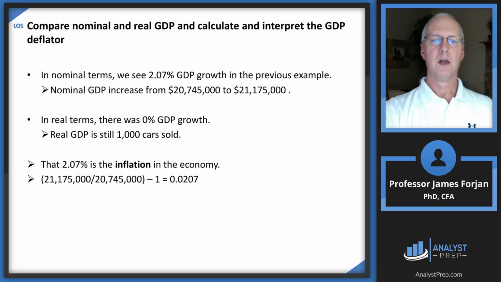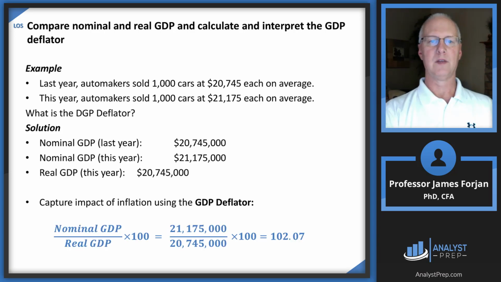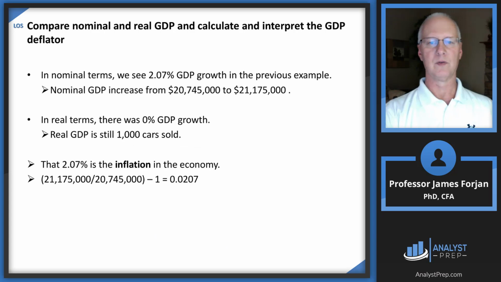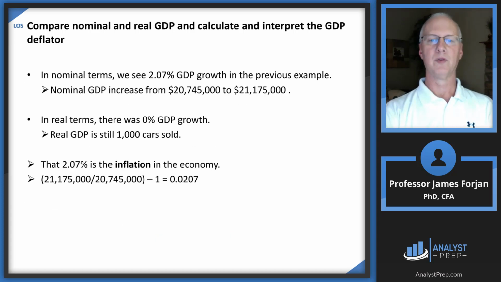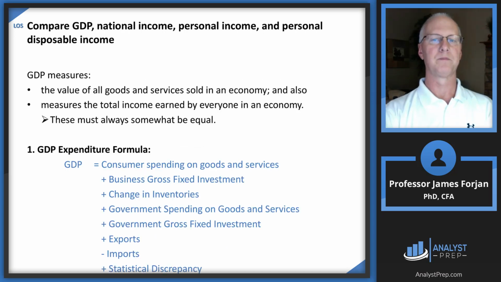inflation. I guess we'd have to say that this is the inflation. We'd have to be specific to this example. This is the inflation in the auto industry, and so the inflation in the economy would be an average of all those different inflations for the different products. But in real terms, there was no change in GDP, right? We started with 1,000 and we ended up with 1,000, so 1,000 cars and 1,000 cars, that would be 0%, but the inflated economy would be the 2.07%.